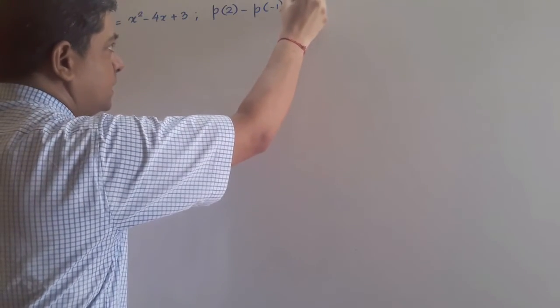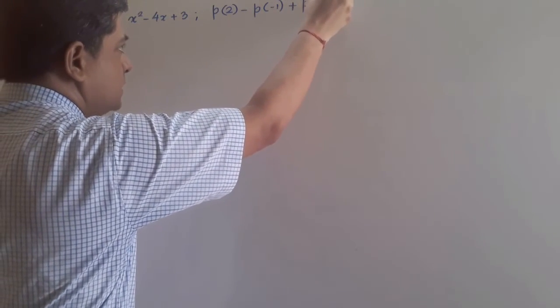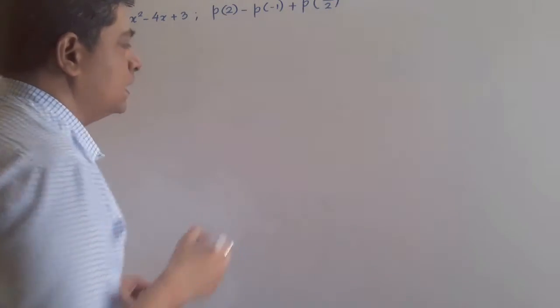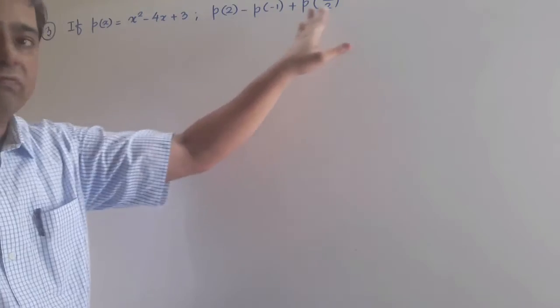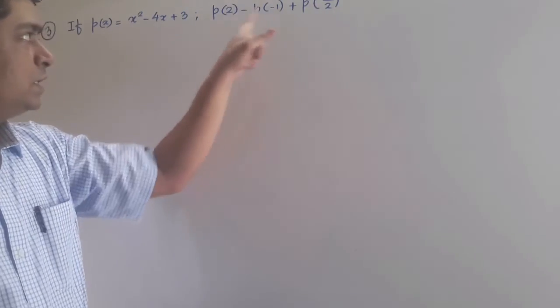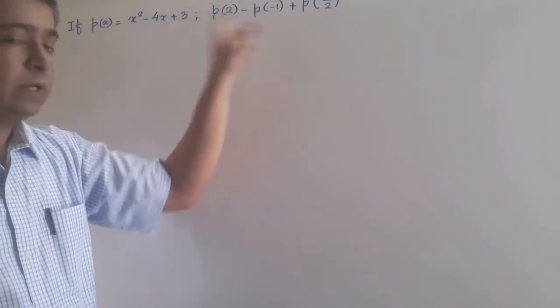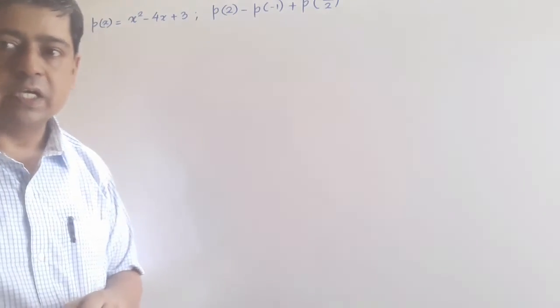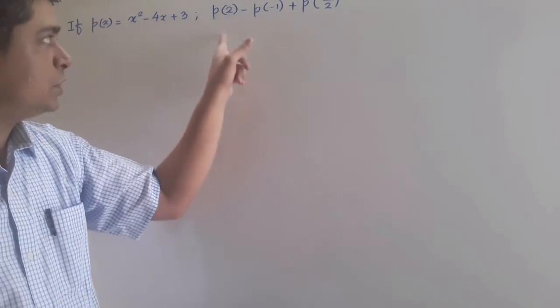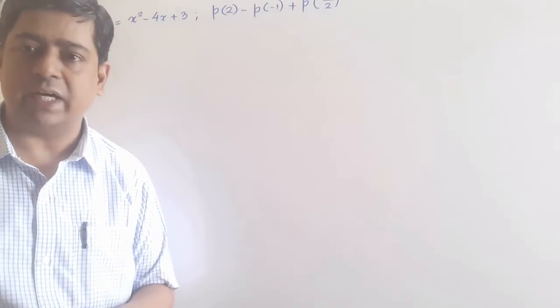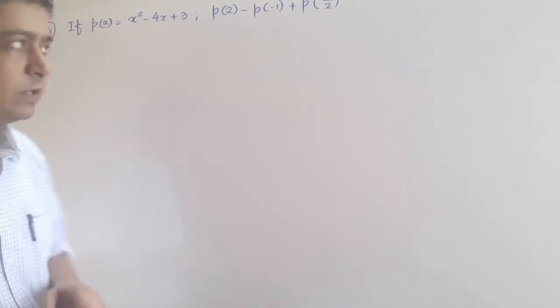Now they are not asking for a single value, they are asking for the addition or subtraction, meaning simplification, of three different values. First and third values we have to add, and we have to subtract the second value from that. So first of all, we shall calculate these three values separately, then we shall put the values here to find the final answer. Let us see how we can find out.